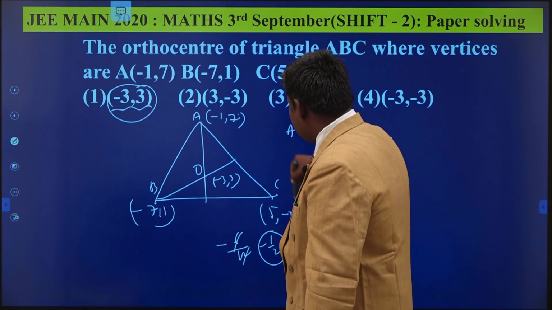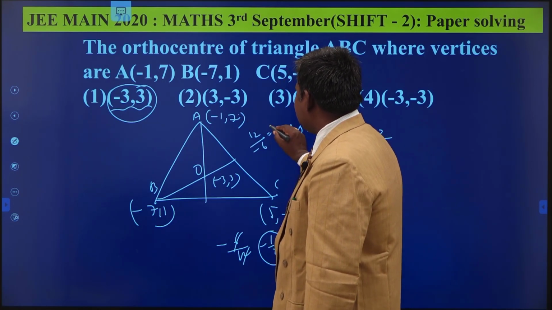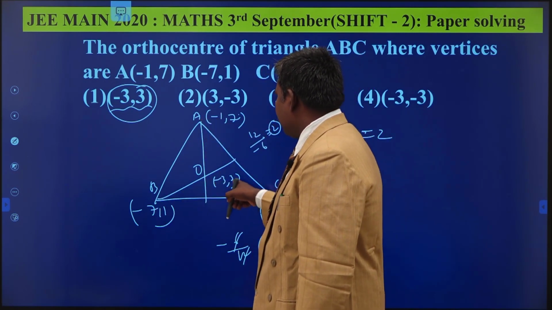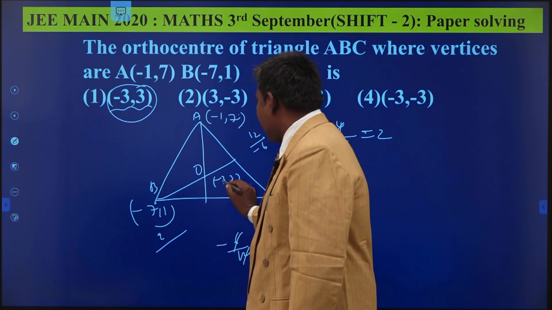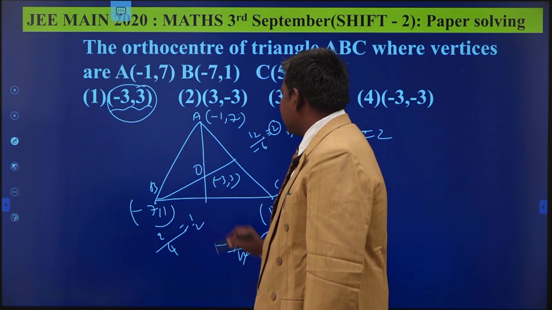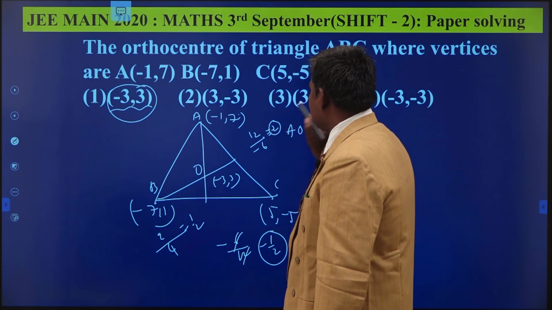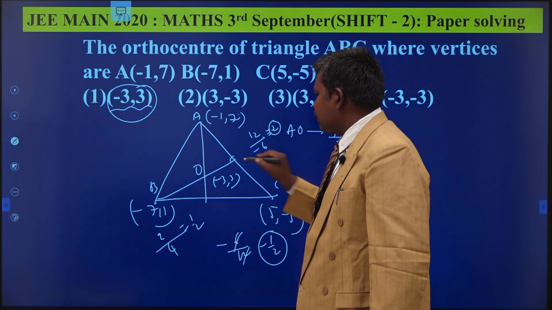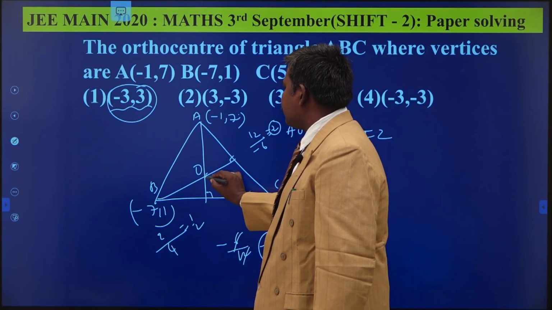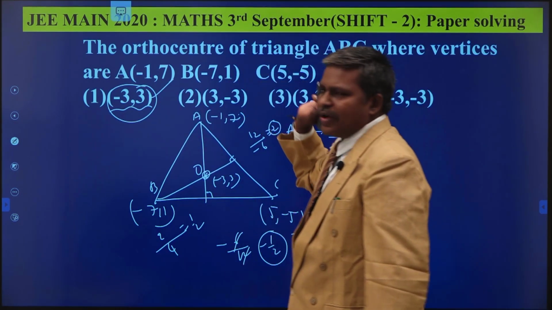What is the slope now? 7 minus of minus 5, that is 12, by minus 1 minus 5, that is minus 6, so it is minus 2. Its slope is minus 2. Apply this slope: 3 minus 1, that is 2, by minus 3 plus 7, that is 4. So it is 1 by 2. This is 1 by 2, this is minus 2. The product of slopes is equal to minus 1. The angle is 90 degrees here, and here is also 90 degrees. These are two altitudes. Therefore, the point of concurrence is the orthocenter. So minus 3 comma 3 is your orthocenter.